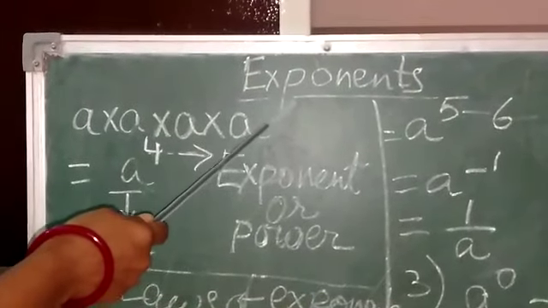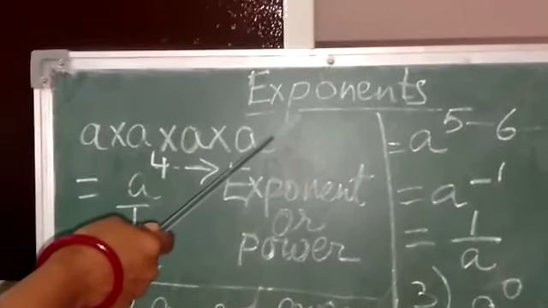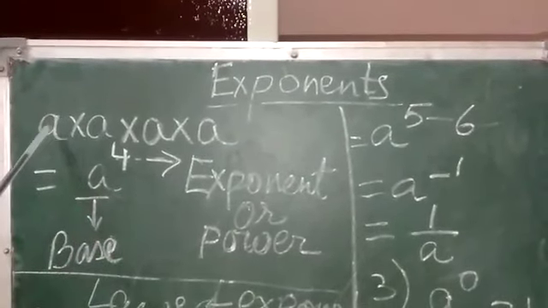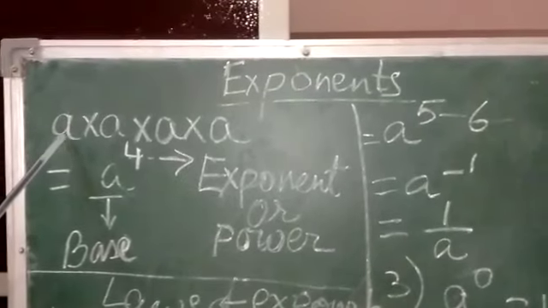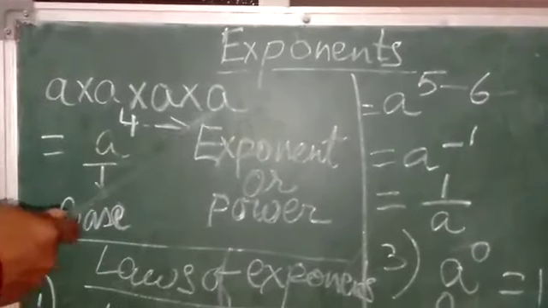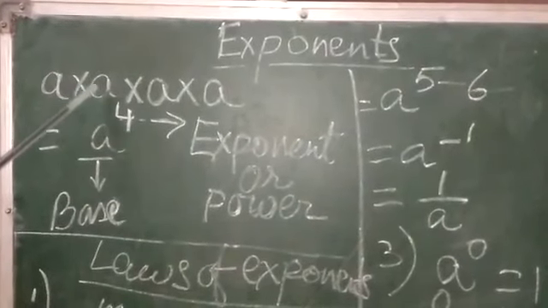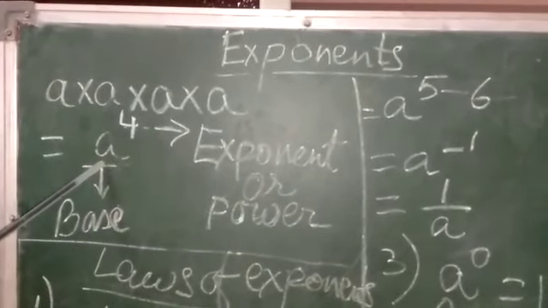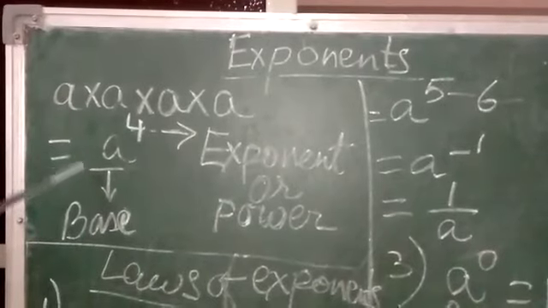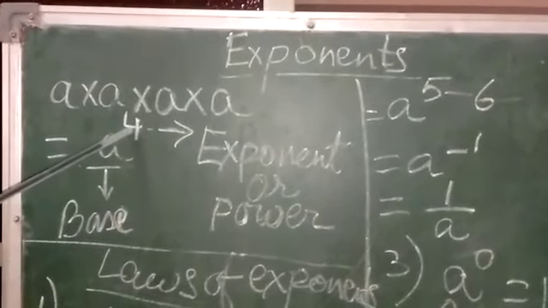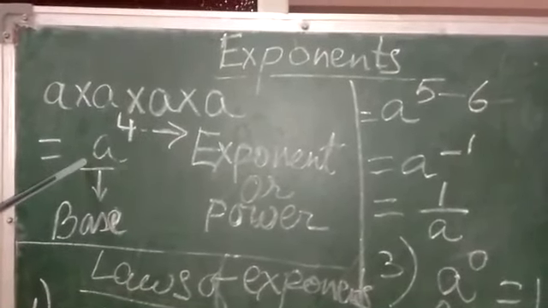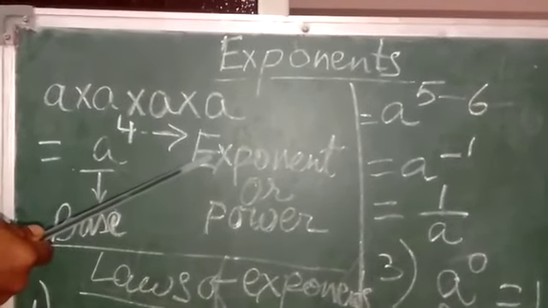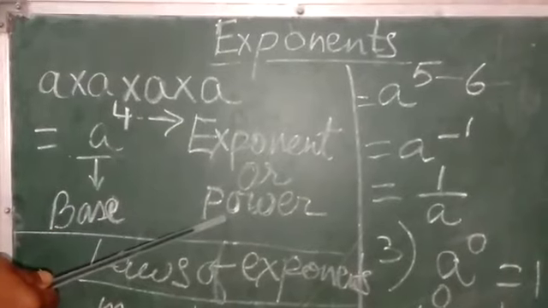Hi everyone, today we are going to start with exponents, also known as indices. If you want to write a number multiplied many times, here we have taken a number a being multiplied 4 times. So instead of writing it in this form, we can write it as a to the power 4, where a is known as the base and 4 is known as the exponent or power.